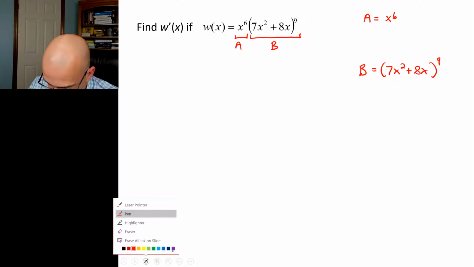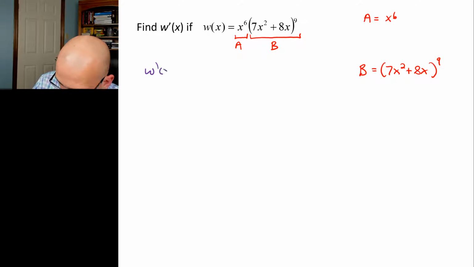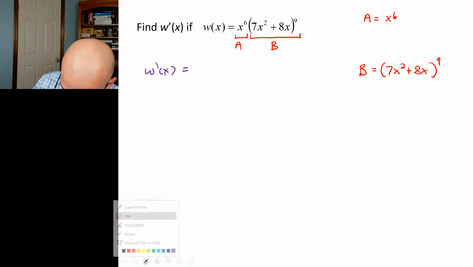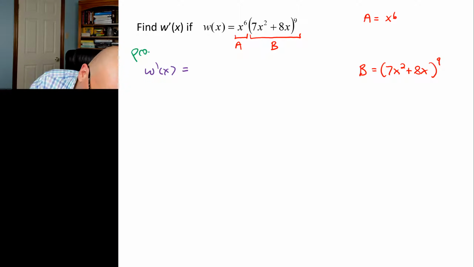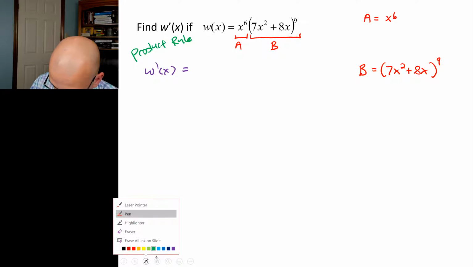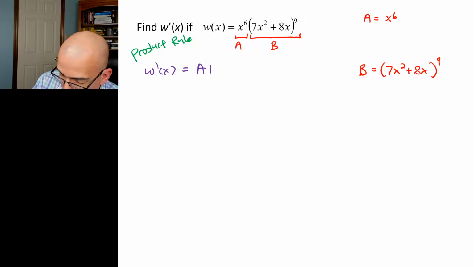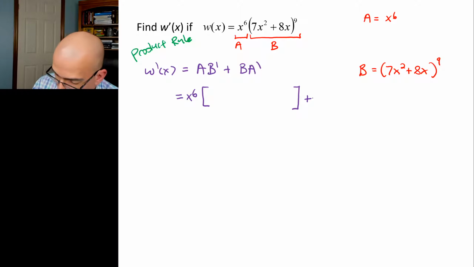What does the product rule say? The product rule says that when we take the derivative of a times b, we'll have a times b prime plus b times a prime. So a, that's easy, x to the power of 6. I'm going to leave a big spot for b prime plus b, that's easy, 7x squared plus 8x. I'll leave a small spot for a prime.